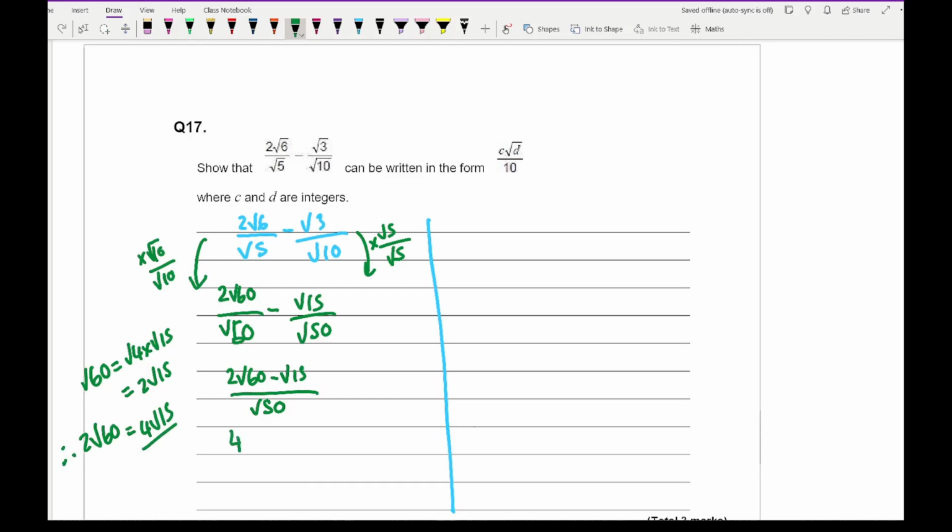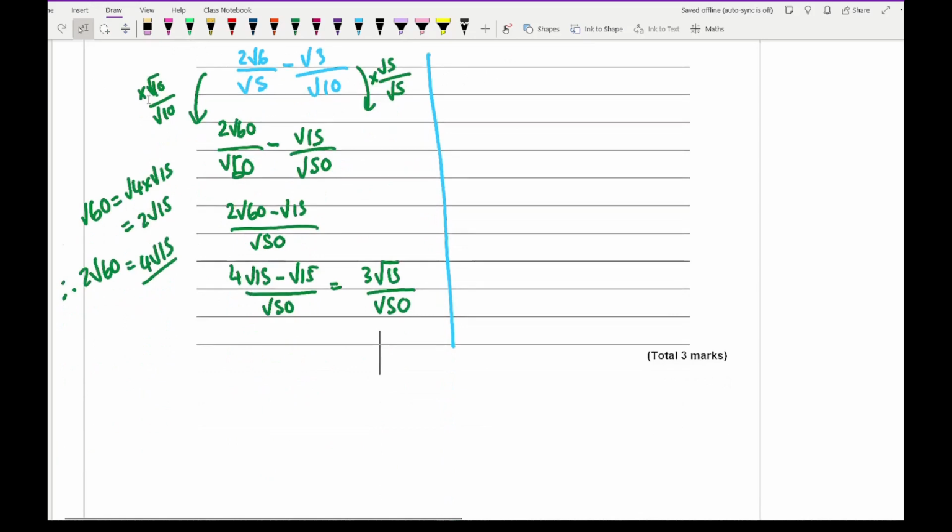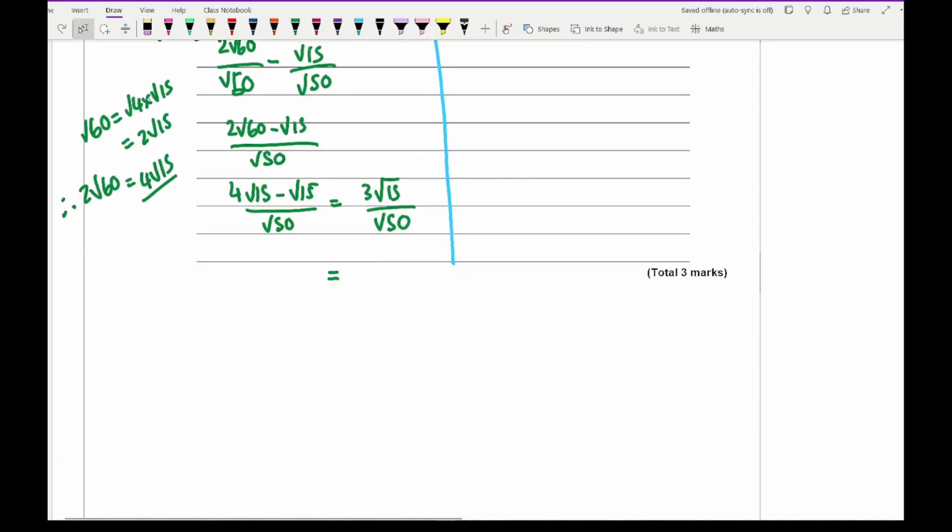So then I've got 4 root 15 minus root 15 all over root 50, which equals 3 root 15 over root 50. And then from this, I can simplify it further. Root 50 is basically root 25 times root 2, so it's 5 root 2. So this then becomes 3 root 15 over 5 root 2.